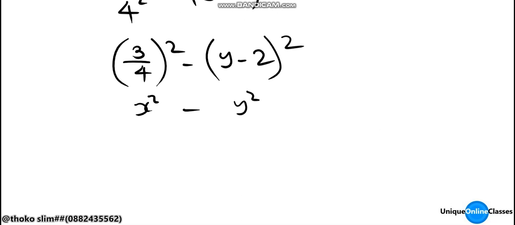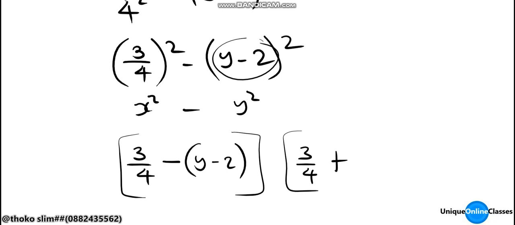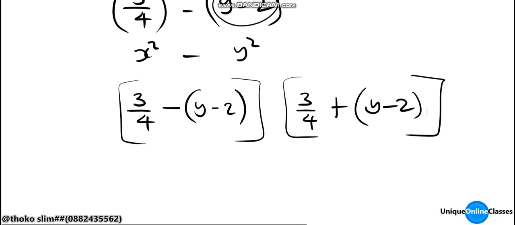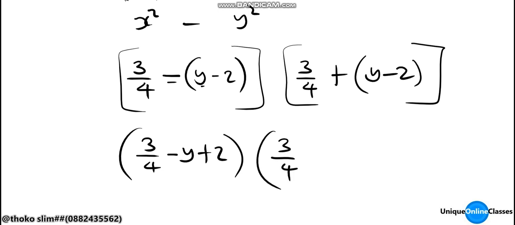Now for the first bracket, x is 3 over 4, then minus y, which is open bracket y minus 2, and the other bracket, x is 3 over 4, then plus y, which is y minus 2, then close bracket. And the next step, removing the bracket, we have 3 over 4, then if you multiply you get minus y, then plus 2, negative bracket means that. Then 3 over 4, then this one you get positive y, then negative and positive so it's negative, and the 2 there, you get 2.